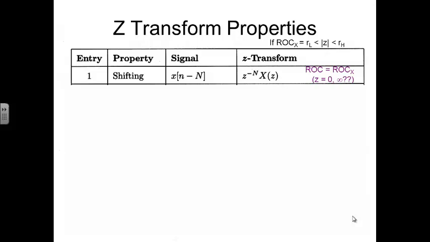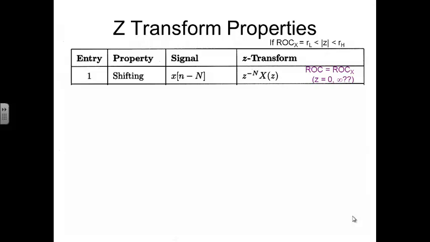Now that we're in the Z-transform and not the DTFT, we've got one more piece of information we need to talk about, and that's how these transformations, the ways that we're changing our signal, affect the region of convergence after we apply that property. And so we'll talk about that as well.